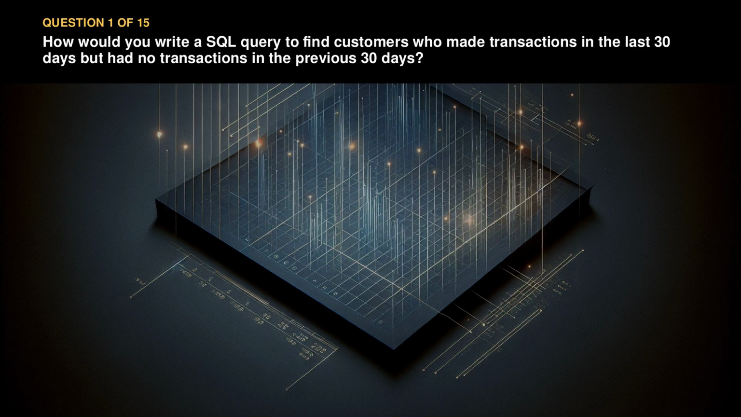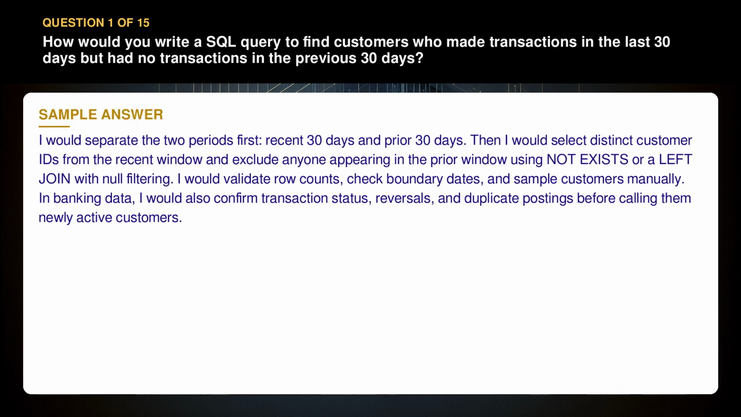Question 1. How would you write a SQL query to find customers who made transactions in the last 30 days, but had no transactions in the previous 30 days? I would separate the two periods first, recent 30 days and prior 30 days. Then I would select distinct customer IDs from the recent window and exclude anyone appearing in the prior window using not exists or a left join with null filtering. I would validate row counts, check boundary dates, and sample customers manually. In banking data, I would also confirm transaction status, reversals, and duplicate postings before calling them newly active customers.